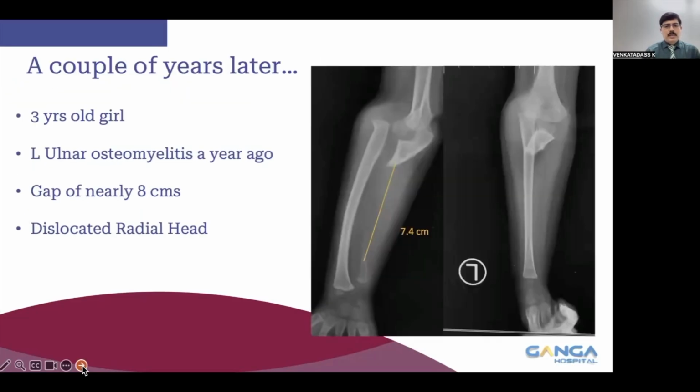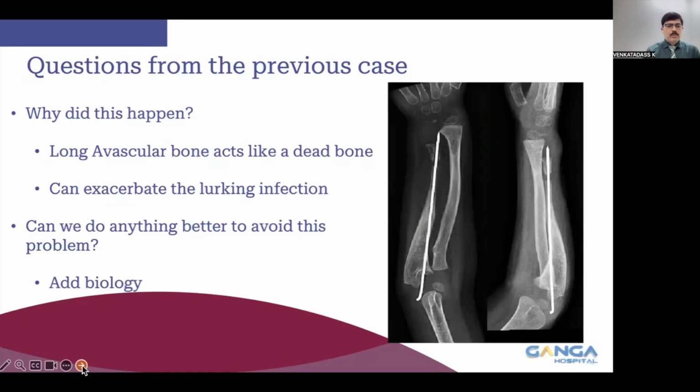But a couple of years later, we came across this patient who has about 7.5 centimeters loss in the ulna following an infection. About three-quarters of the ulna was missing and the radial head was dislocated. So we wanted to revisit the previous case and look at what went wrong. We thought whether the avascular bone can act like dead bone and probably exacerbate a lurking infection. The solution which we thought about was to add biology to the fibula.